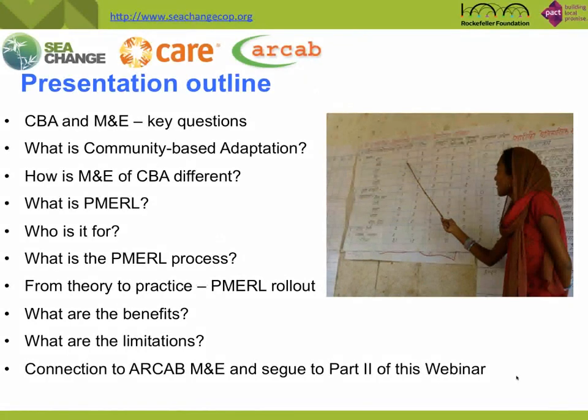And then that leads me into, how is M&E for CBA different than what we generally would call standard M&E for regular development projects? Then I'm going to get into what the PMEL, or the Participatory Monitoring and Evaluation Reflection and Learning methodology and manual is all about. And then I want to elaborate a little bit about who it's for. Then I want to take you into what the processes are that we are dealing with through the PMEL methodology. And then I want to get into a little bit about how we have been trying to take this theory and essentially convert it into practice through a rollout within not only CARE but also with some strategic partners. And then I want to end with what the benefits and what the limitations are of this methodology, because while it has benefits, there are also some important limitations to it.